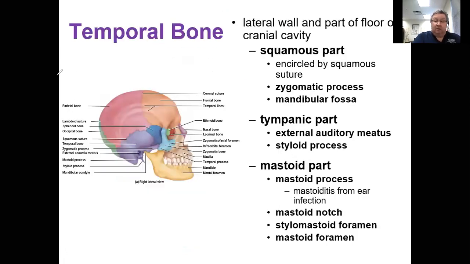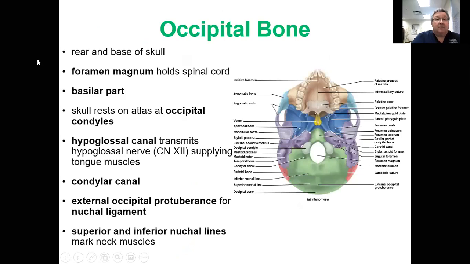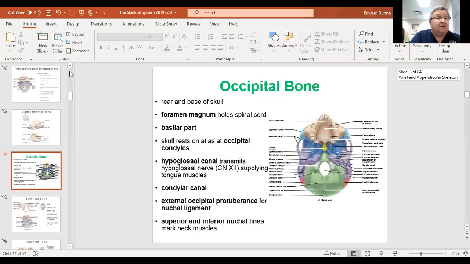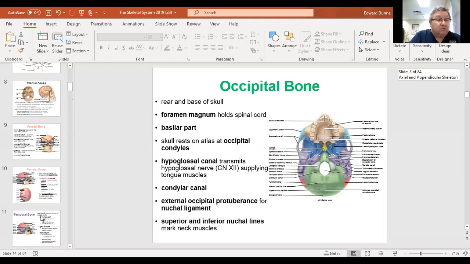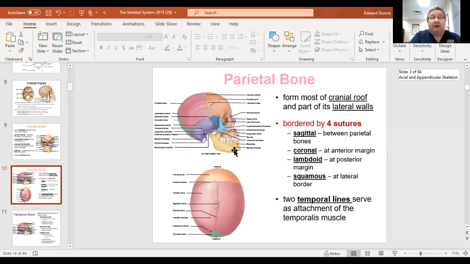Let me kind of go back here. The thing does not want to work for me. My apologies, guys. We're just skipping along here. Let me go back to the parietal bone. It looks like I'm going to have to stay on this screen. I like that larger screen too. I don't know about you guys. I'm going to try it again.